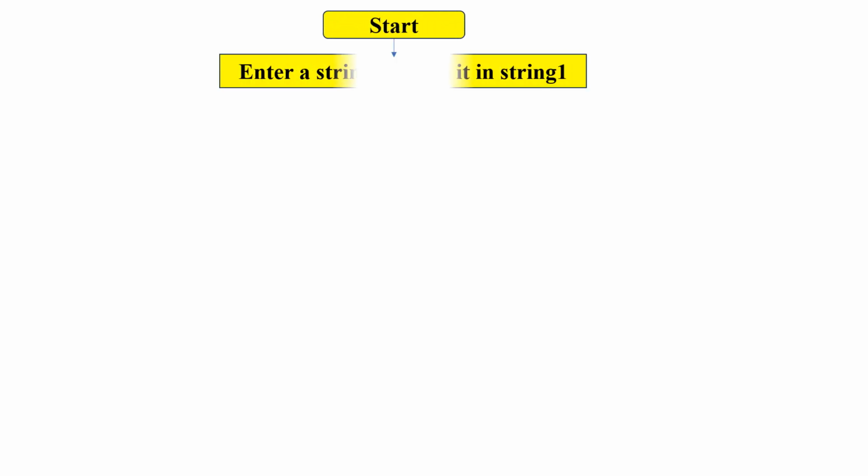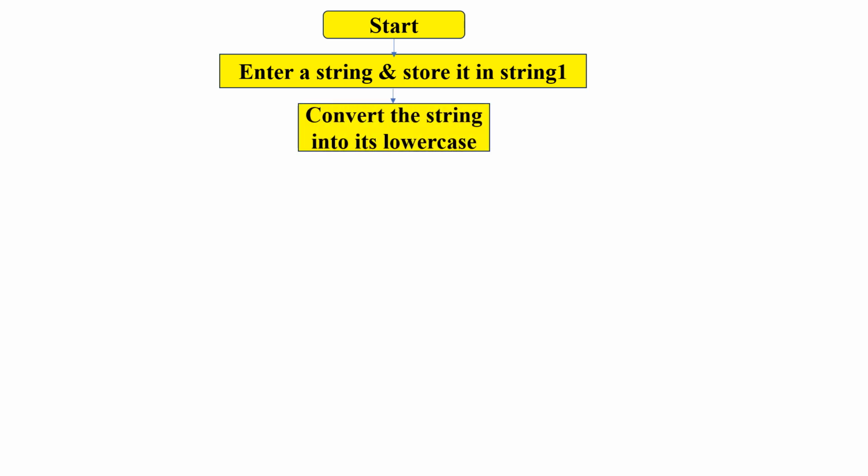We'll begin the program with the start. Then enter a string and store it in the variable string1 that needs to be tested for its palindrome. After this, convert the string into its lowercase because the user may enter the first letter as a capital letter, or the entire thing in capital letters, or one letter in capital. So in such cases we'll convert everything into lowercase. Then I'll consider it for testing its palindrome.